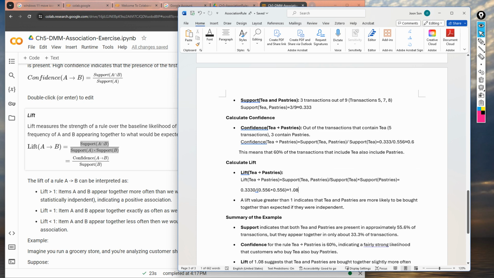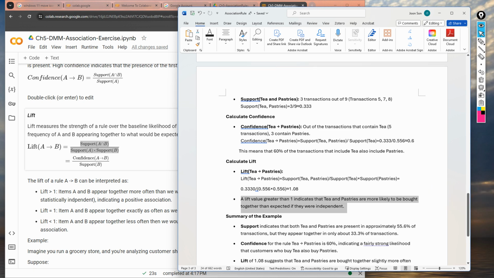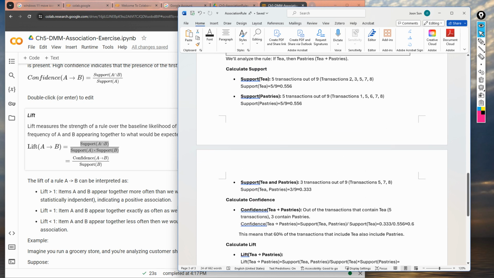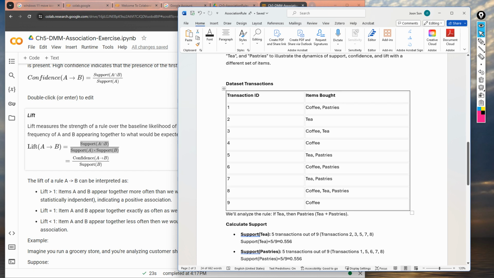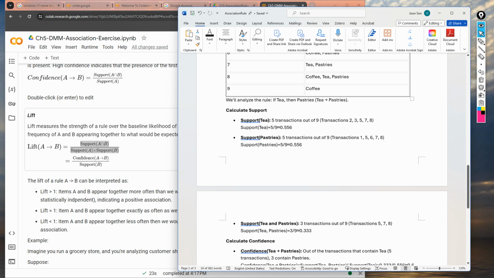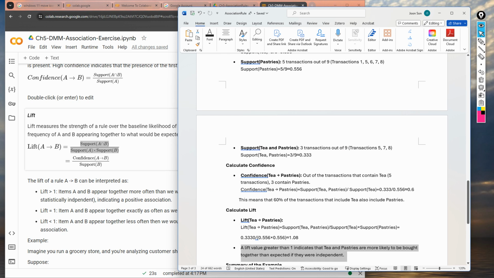So this means it's greater than 1, which is a positive association. A lift value greater than 1 indicates that tea and pastries are more likely to be bought together than expected if they were independent. So that's the key. I just gave you a short example with a very simple data set, and I calculated the support, confidence, and lift values.